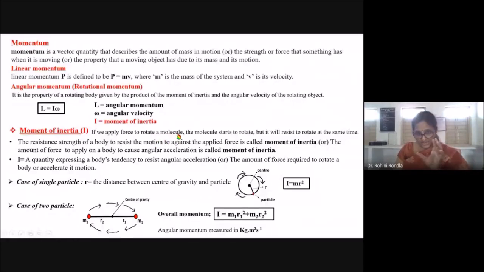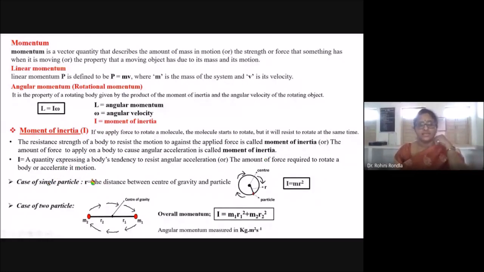It has this nature of resisting, and that we call moment of inertia. Every molecule has some moment of inertia. If you apply force to rotate a molecule, the molecule starts to rotate, but it will resist rotating at the same time. That resistance strength is called moment of inertia. That is denoted by I. Or you can say it like this also, simply, the amount of force required to rotate a body. The amount of force needed for a molecule to rotate, we call moment of inertia.